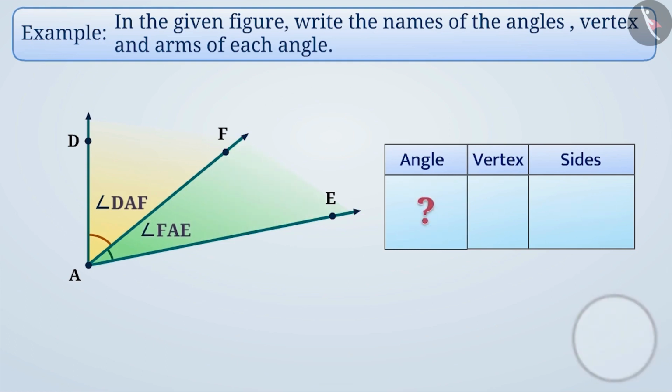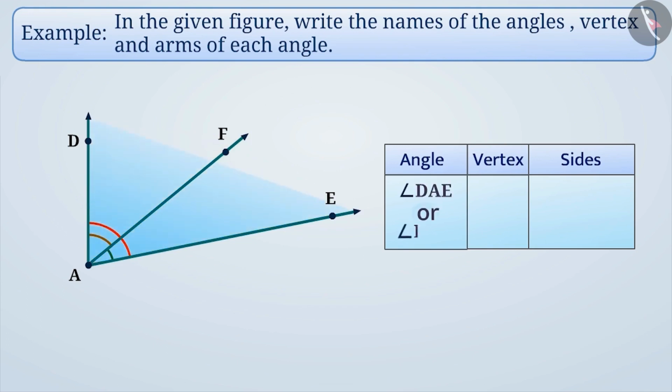Think a little. Absolutely correct. The third angle in this figure is angle DAE or angle EAD. The arms and sides of this angle are ray AD and ray AE, and the vertex is point A.